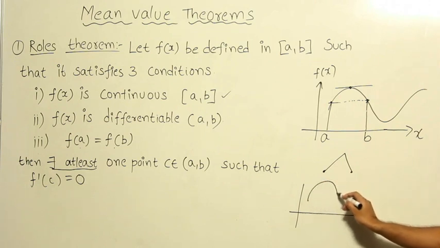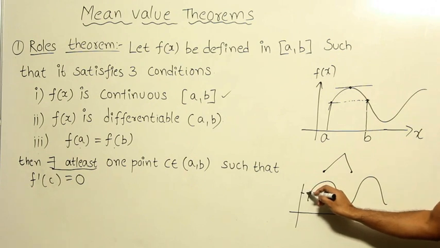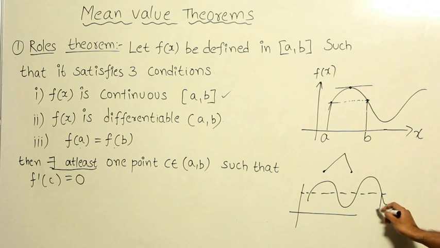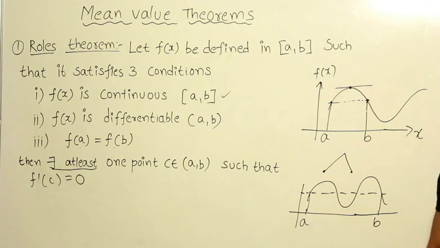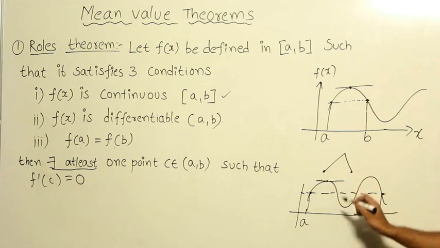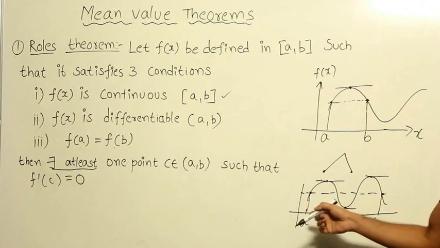Let us say you have a function like this. Now assume that this is the point b and this is the point a. Now f of a is equal to f of b. The function value at a and b both are equal. Therefore you should be able to find out at least one value, isn't it? So here you have one value, and here you have one value, and also here you have one value. So at least one value is there.